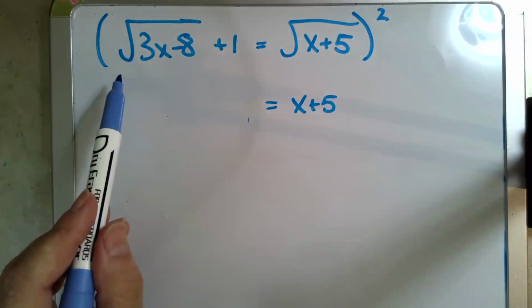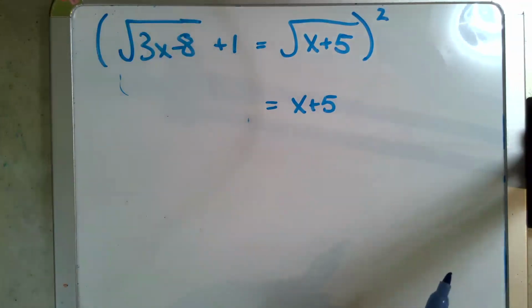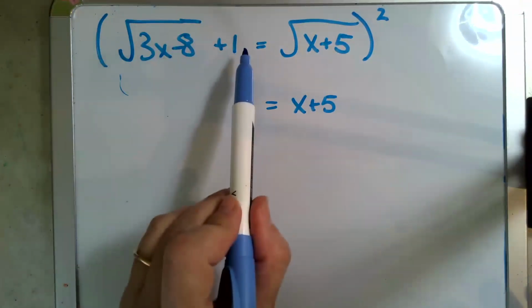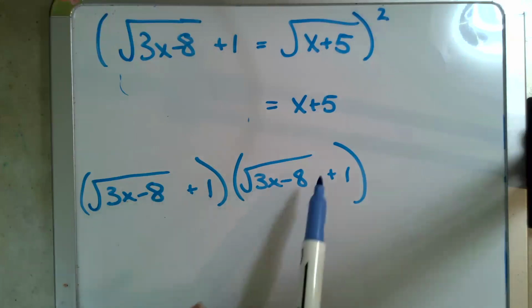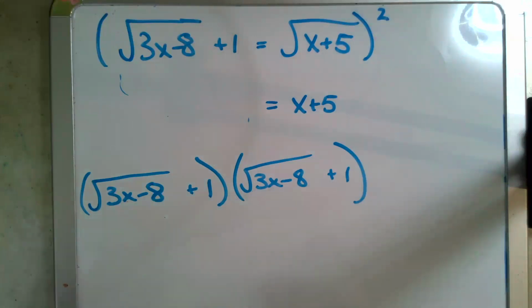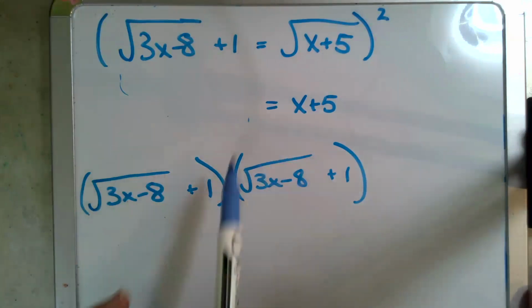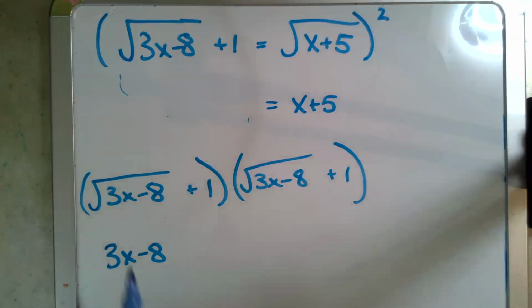Now, over here, I have a binomial, and so I have to FOIL. So I can't just square this term and square that term, right? You have to write out square root of 3x minus 8 plus 1 times square root of 3x minus 8 plus 1, and then you have to FOIL. If that's unfamiliar to you, go check out this video. Otherwise, first term, this root times this root, just like over here, that's that squared. That just gets us 3x minus 8.